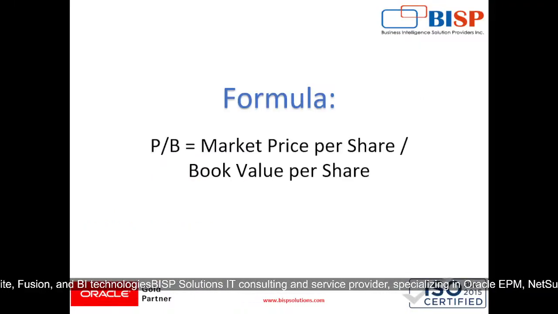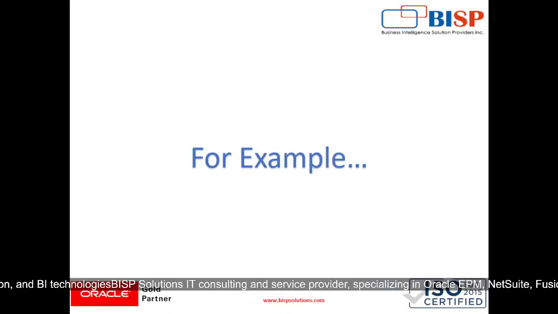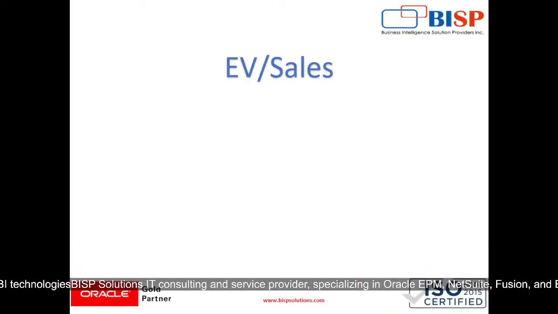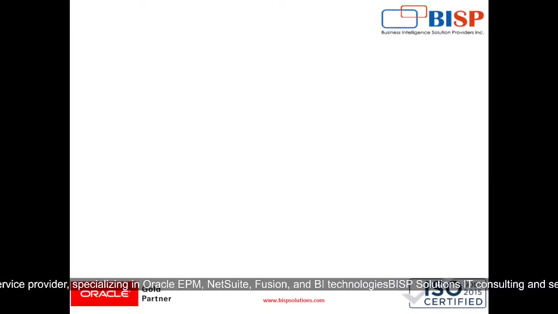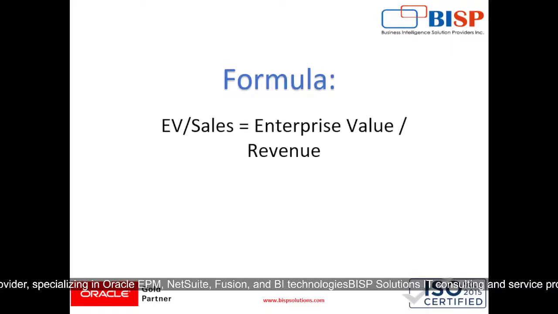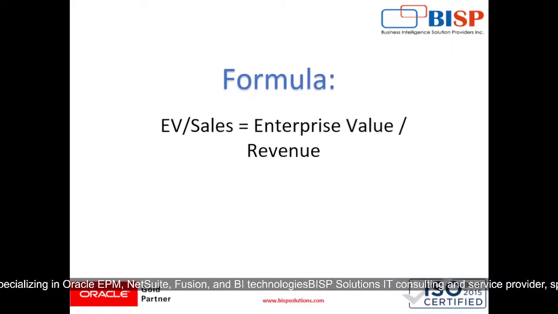Then comes our EV upon sales, which is enterprise value to sales. So this ratio is used to value companies with low or no profit, especially in early stages. It compares enterprise value to total revenue upon sales. So for the same, the formula will be enterprise value upon revenue.